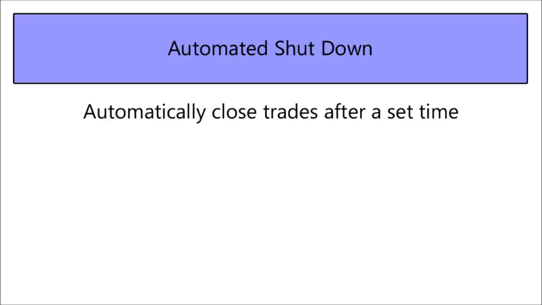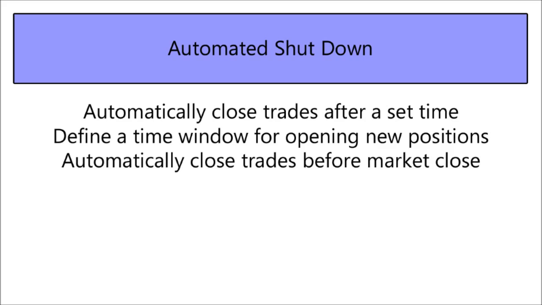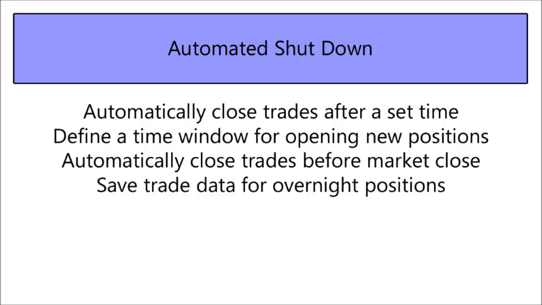We also want to automate any shutdown procedures we may have. So depending on your system, you may want to automatically close your trades after a set period of time, or you might want to define a time window for opening new positions. If you're day trading, you may want to close your open trades before the market close. For any positions we hold overnight, we want our system to save the trade data for those positions. And then for any positions we've exited, we want to automatically log our gains or losses.